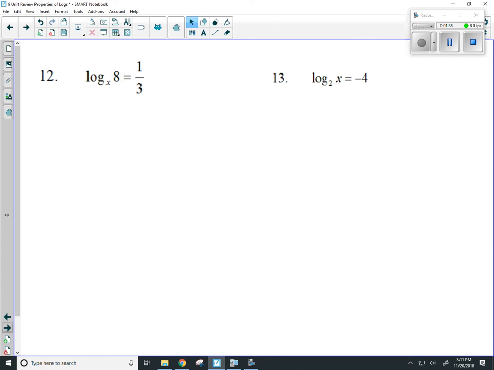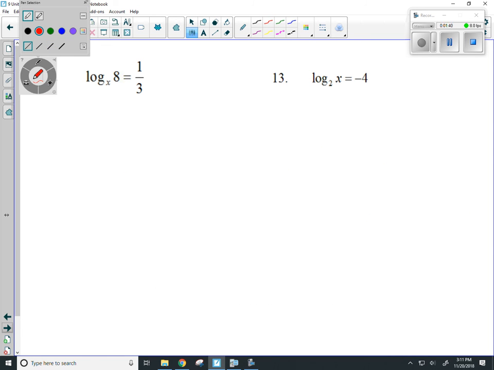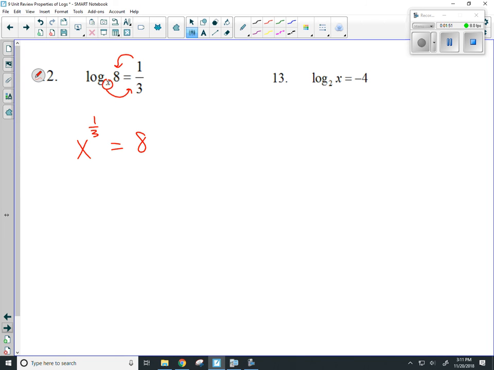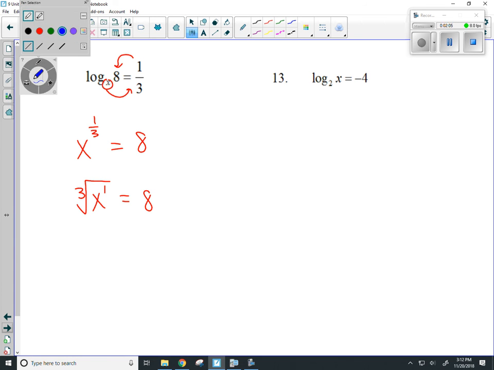Take a look at number 12. So here, your base is going to be x. So x raised to the 1/3 equals 8. Now, in order to solve this, you might find it helpful to rewrite the x to the 1/3 with its radical equivalent. So x to the 1/3 is saying the same thing as the cube root of x to the 1st. And I think for some people, when they write it like that, they understand a little bit more how to get x by itself on the left.